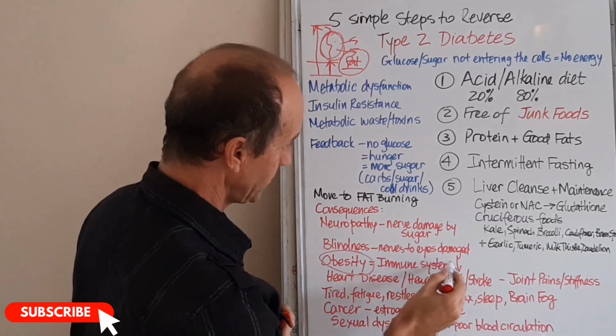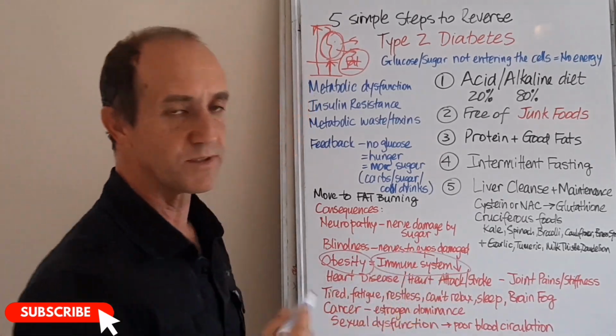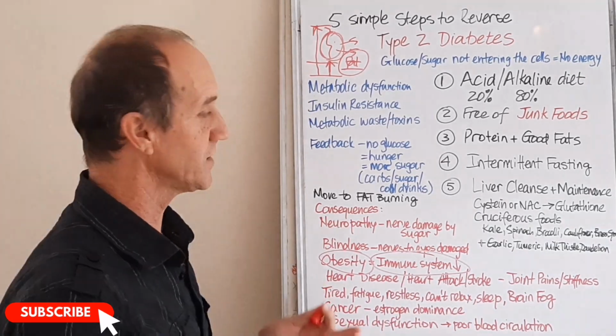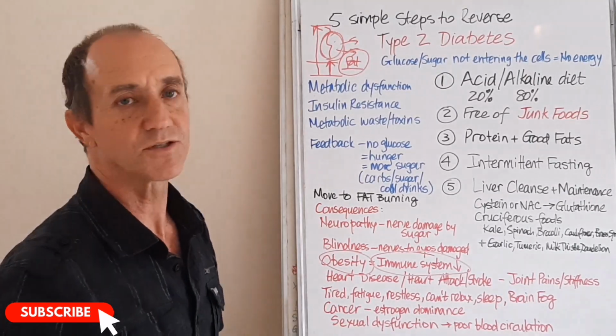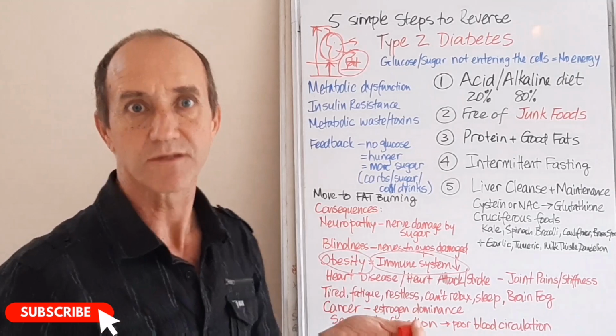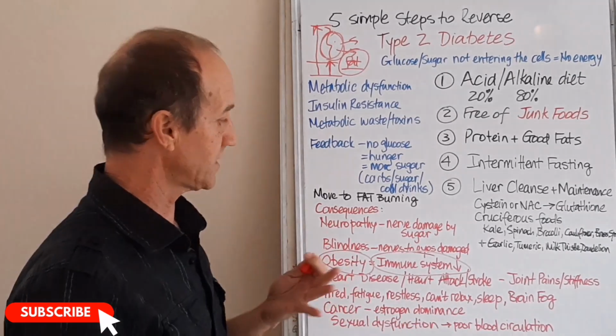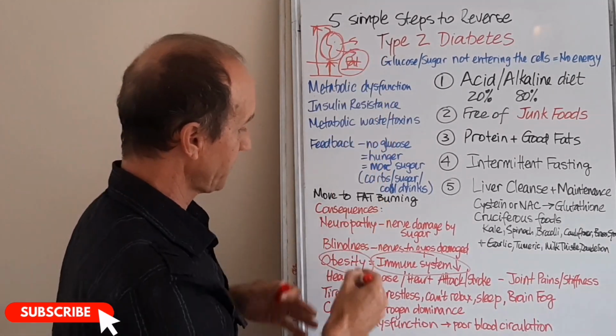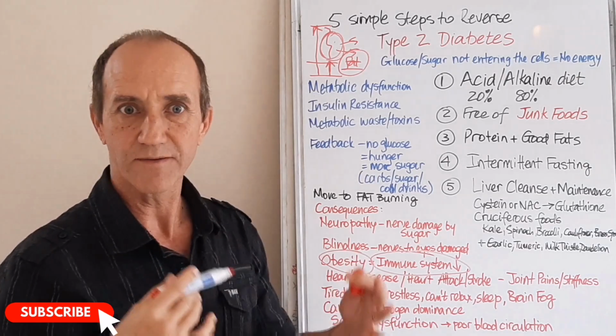When you have obesity, your immune system goes down, which means your body is not able to fight any infections or viruses. So when it comes to flu season, what happens? You get viruses, your body gets knocked out, because your immune system has gone down. There's too much sugar, too much fat, obesity, all these effects.